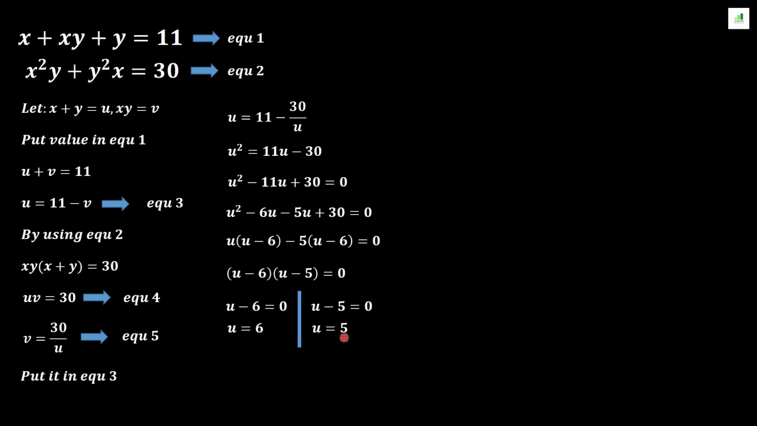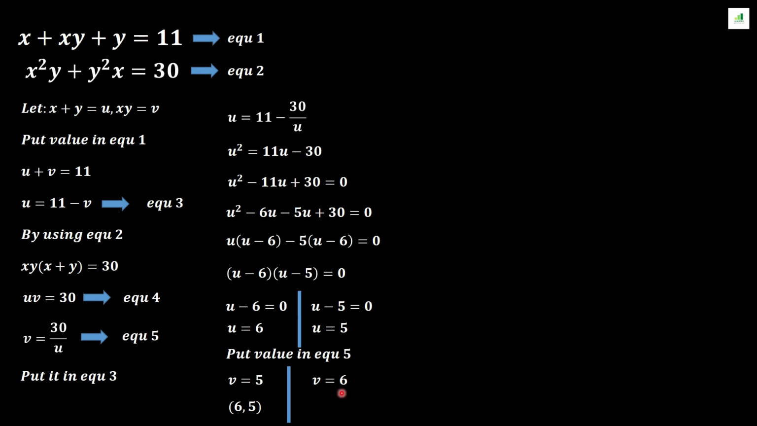Now one by one we should put both of these values into equation number 5 to get the value of v. First we put u equals 6 into equation number 5 and we will get v equals 5, because when 30 is divided by 6 we get 5, and here we get the first ordered pair, 6 comma 5, for the values of u and v. Now we replace u with 5, and we will get the value of v, which is 6, because when 30 is divided by 5 we get v equals 6.